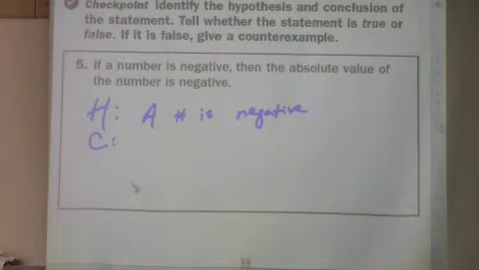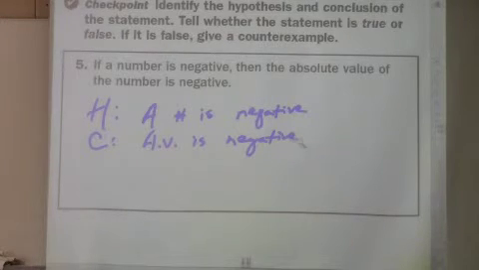Go Caitlin. Somebody else help her out. That's all right. Who hasn't helped us yet today? Good, the then part. So absolute value is negative.